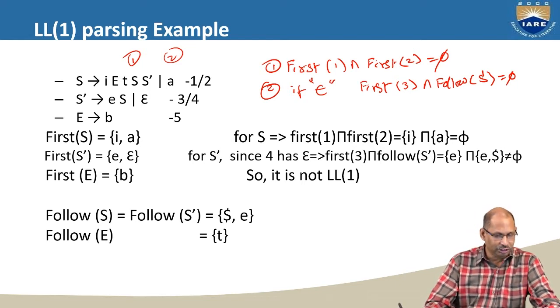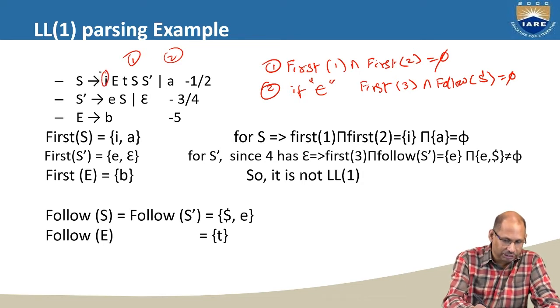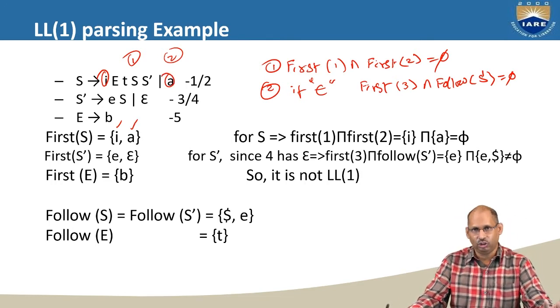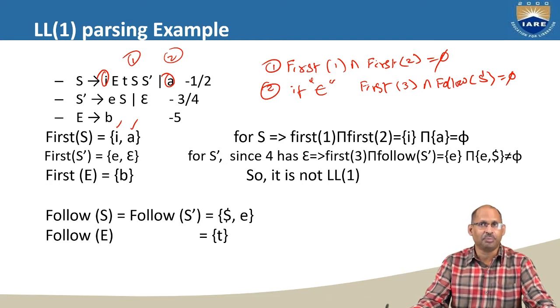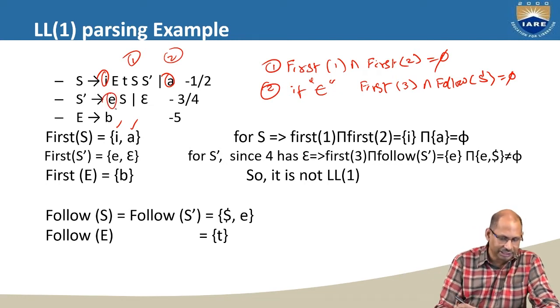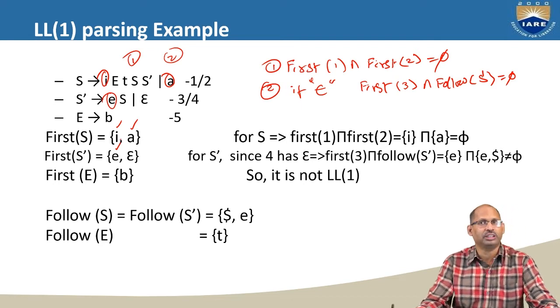So if we consider first of S, from the first production it is i. From the second production, it is a. So first of S has two productions, right? From the first production, the first symbol is a terminal, i, so we consider i. The second production starts with a terminal symbol a, so we write a. Then for the third and fourth, from the third production, first of S dash is e.